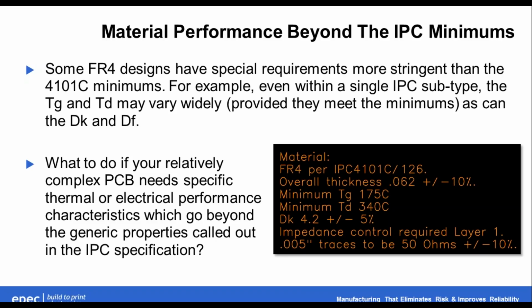And the picture over here just shows this board needs a slightly higher Tg, slightly higher Td, a specific dielectric constant, and it's calling out for impedance control. So all of those things are specific properties that you need to express to us so that we're selecting the right material, or so that you're selecting the right material.